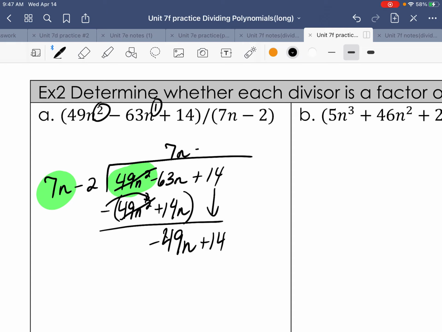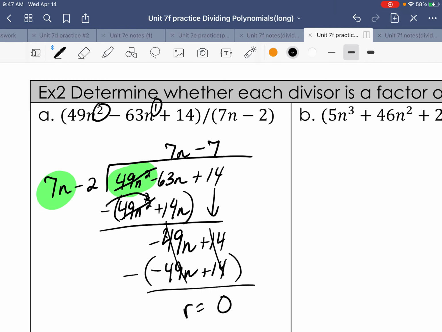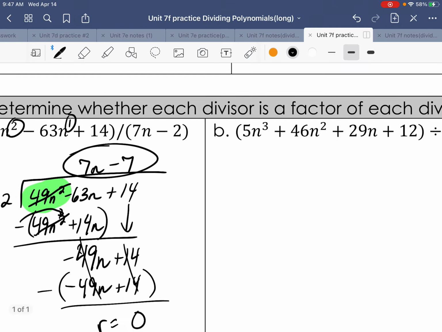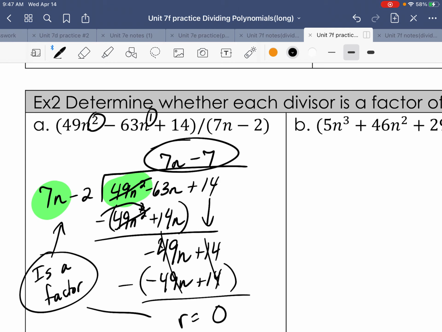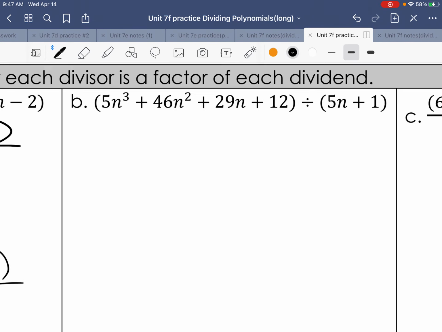Negative 49n divided by 7n is a negative 7. Negative 7 times 7n is a negative 49n, looking good. Negative 7 times a negative 2 is a positive 14. This is looking great, because when you subtract both of these, they will simplify, and you'll have no remainder, which means that it is a factor. So 7n minus 2 is a factor. When it divides evenly, when you get r equals 0, that means it divided in evenly. That means that what you're dividing by actually is a factor of the polynomial.